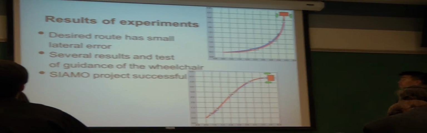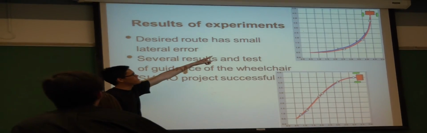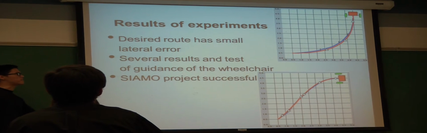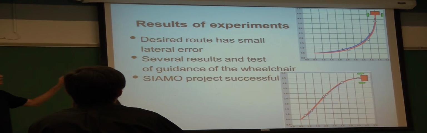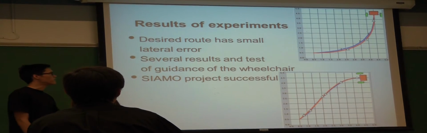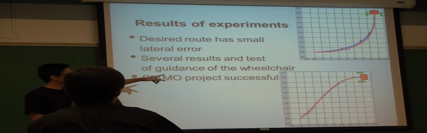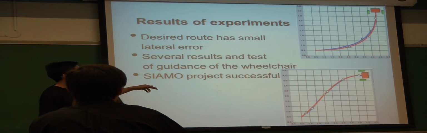All right, so here's the results of the experiment. That in the upper right-hand corner is the wheelchair. The blue line is the desired line for the path of the wheelchair, but the red line is the actual path. So as you can see from the results of both of the pictures, the wheelchair actually did pretty well and moved with the desired line.